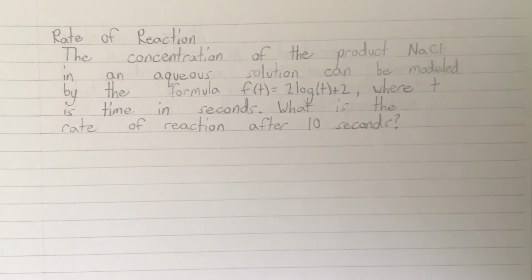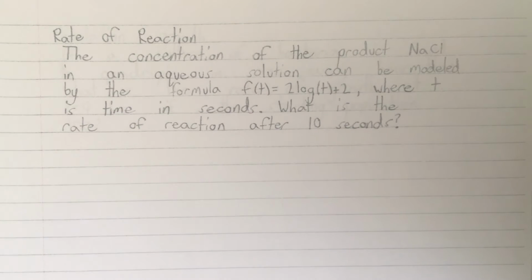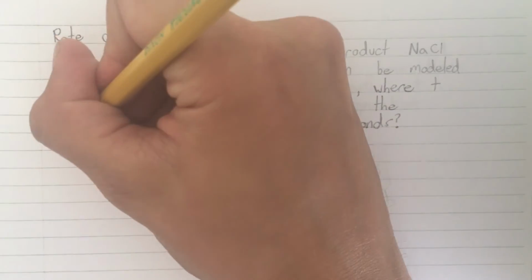So the example problem that we have here says the concentration of the product NaCl in an aqueous solution can be modeled by the formula f of t equals 2 log t plus 2, where t is time in seconds. What is the rate of reaction after 10 seconds? Okay, so we're looking for the instantaneous rate of reaction at 10 seconds, right? So what we're just going to have to do here is take the derivative of the function.